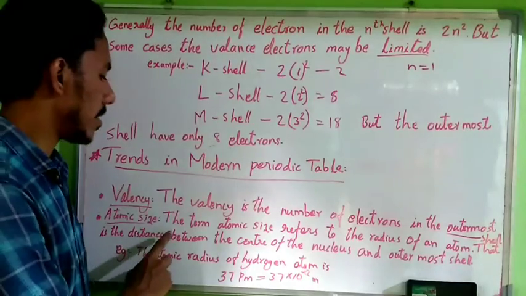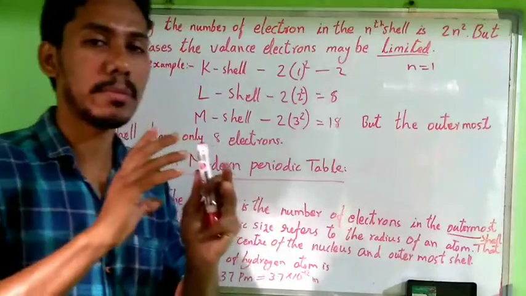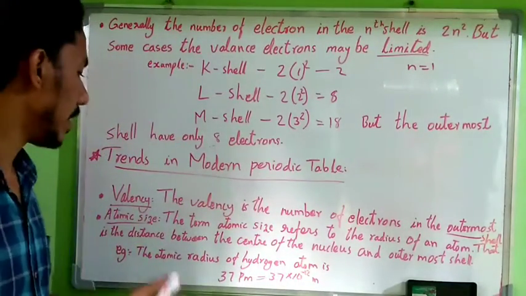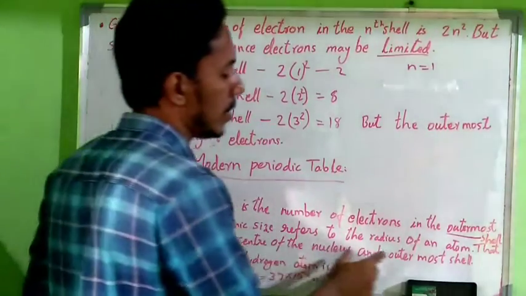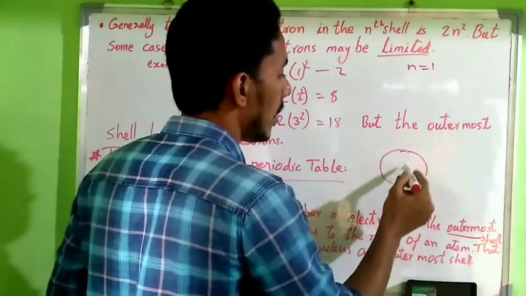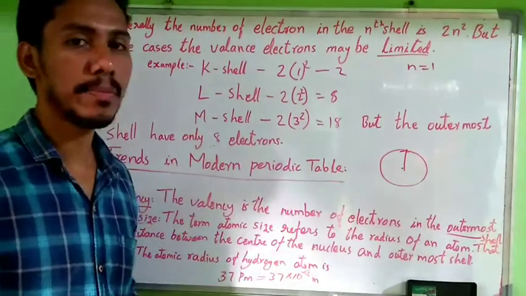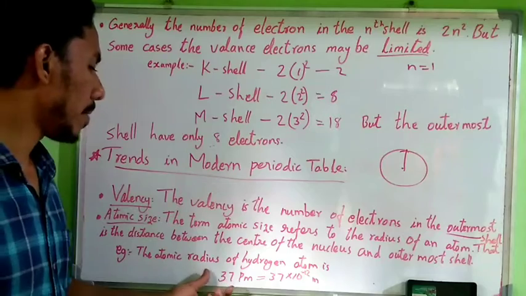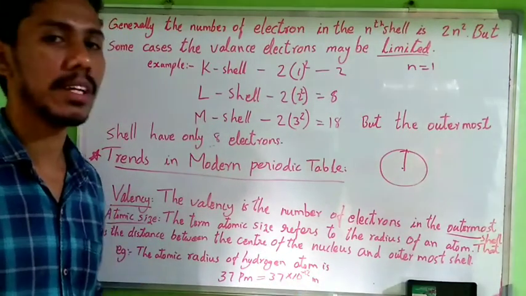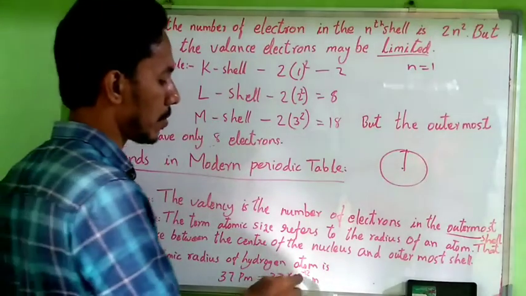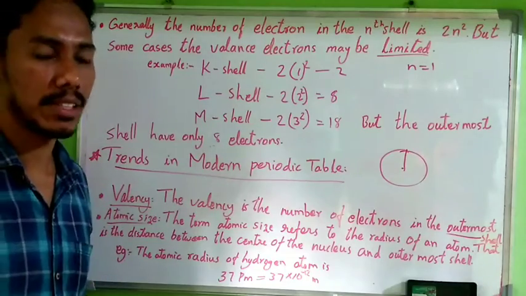Then atomic size. The term atomic size refers to the radius of an atom. The radius indicates how big the atom is. It is the distance between the center, the nucleus, and the outer edge of the atom. For example, the radius of a hydrogen atom is 37 picometer. Picometer means 10 raised to minus 12 meter, so 37 times 10 raised to minus 12 meter is very small. That is the radius of a hydrogen atom.